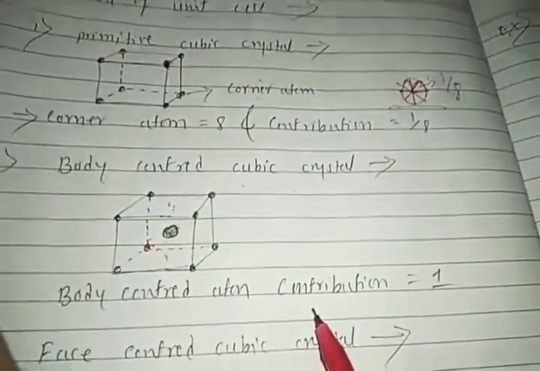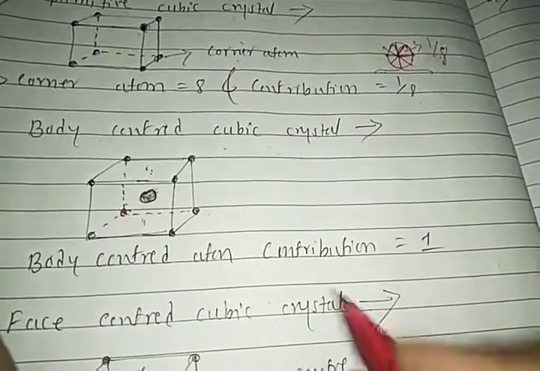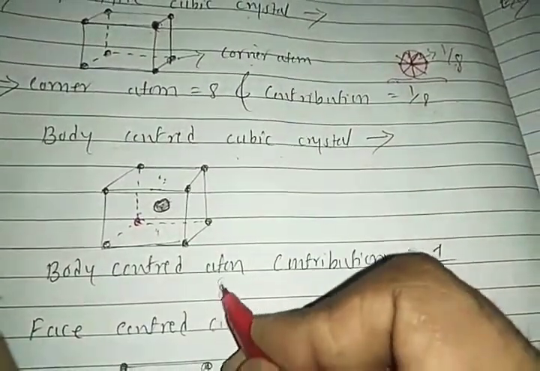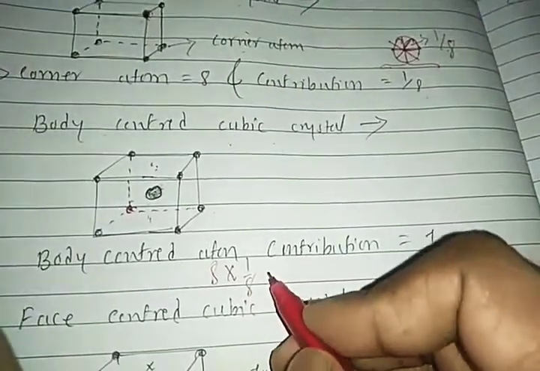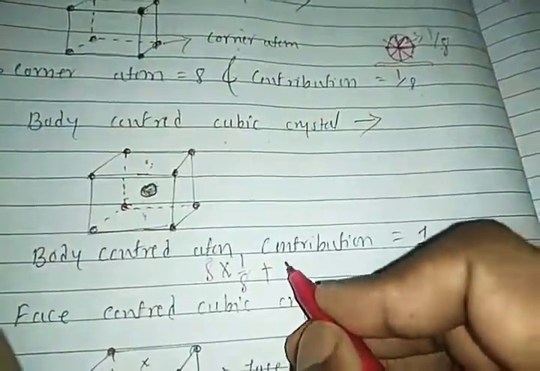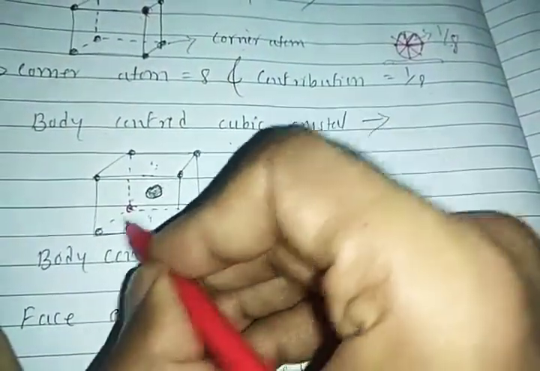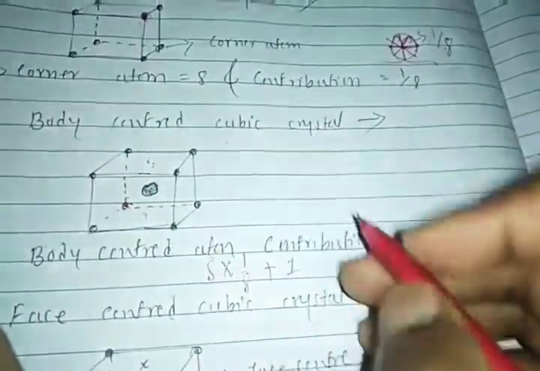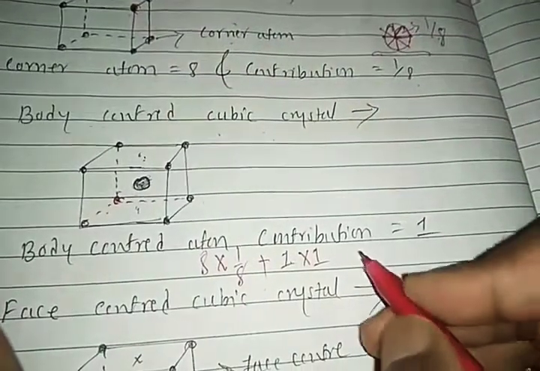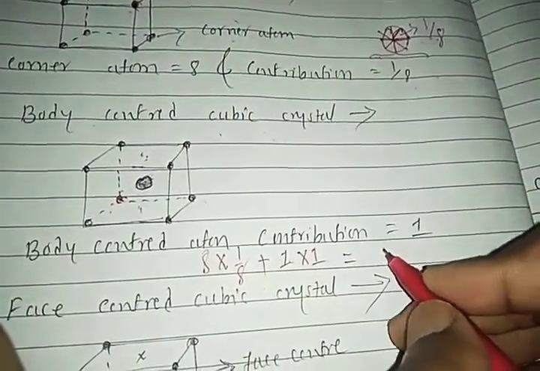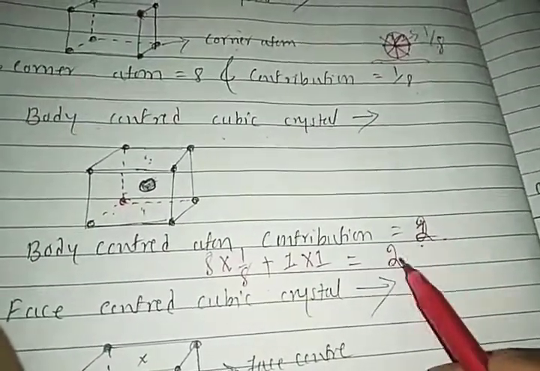So body center atom, how many atoms are there? The 8 corner atoms each contribute 1 by 8 part, right? Plus the central 1 atom. So the total number of atoms is 2 here. That's it, students.